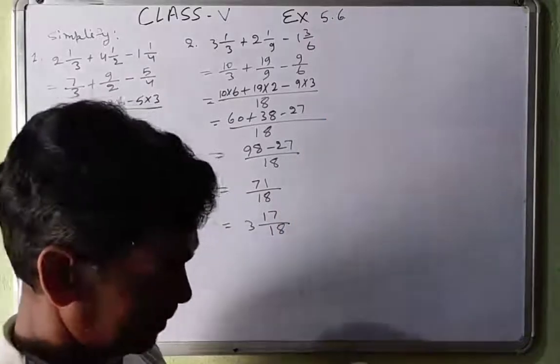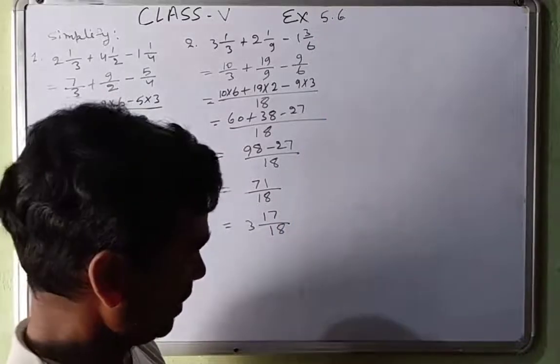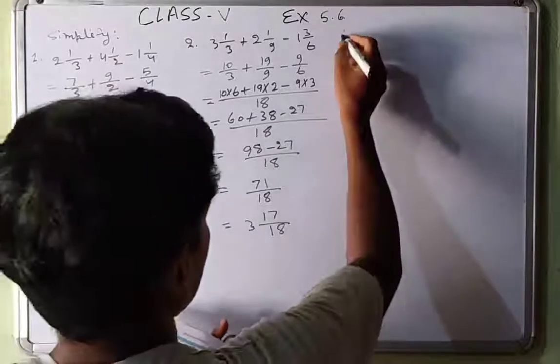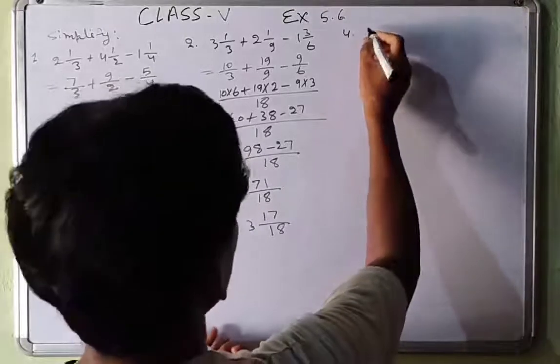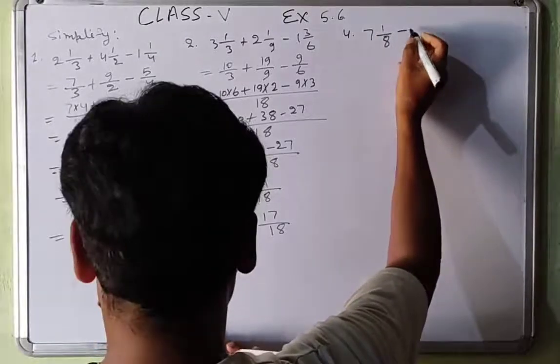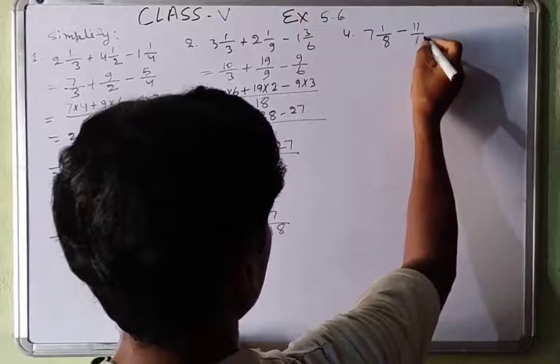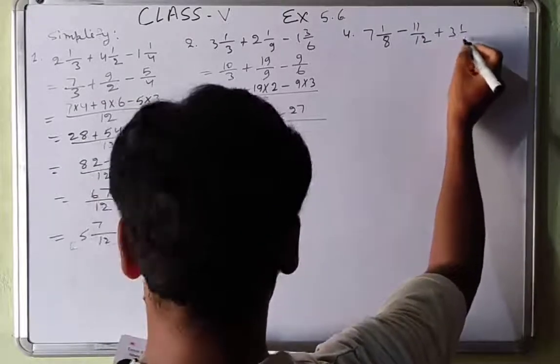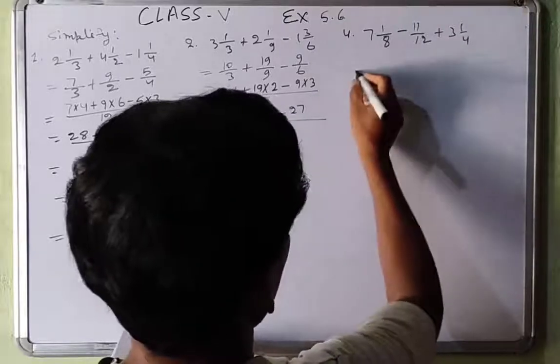Question number next is the fourth. The third question is for homework. Fourth: 7 whole 1 upon 8 minus 11 upon 12 plus 3 whole 1 upon 4.